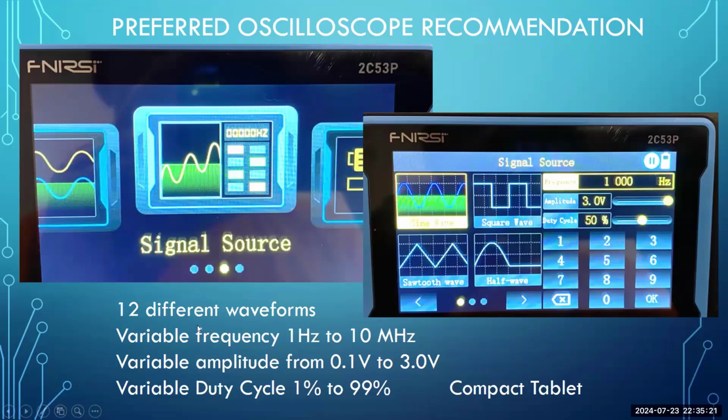So 12 different waveforms, variable frequency from 1 hertz to 10 million hertz. From 1 little hertz, 1 hertz, all the way up to 10 million. We got you covered. The variable amplitude is from 0.1 volts all the way to 3.0 volts. It is variable, unlike many other units, which is fixed. And the duty cycle is also variable from 1% all the way up to 99%. It's a compact packet, a tablet.